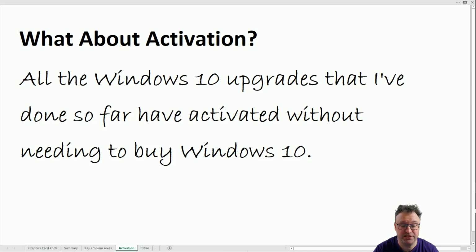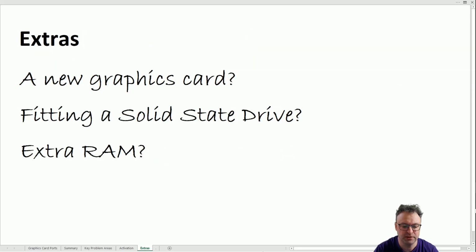So let's talk about extras. These are just last minute thoughts that complete this whole guide. A new graphics card. Yes, you might need a new graphics card if your existing graphics card or motherboard chipset isn't compatible with Windows 10. It's quite rare, but it does happen. Don't worry, new graphics cards that will work with Windows 10 are about 30, 40 quid. That's it. Nothing more than that.